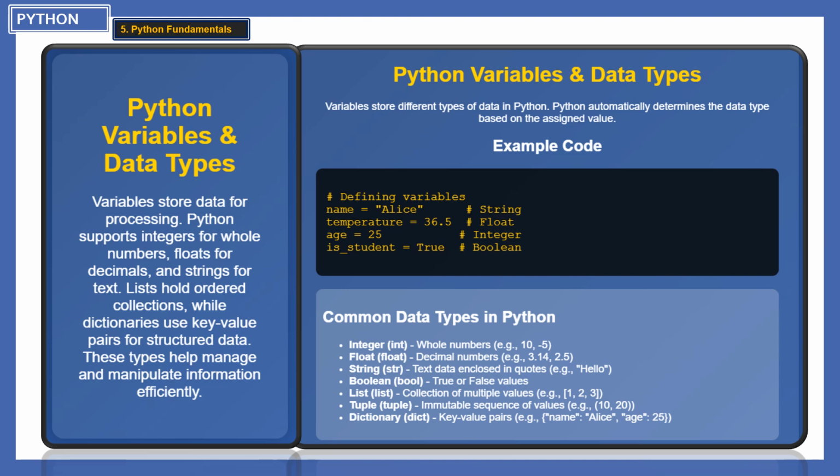Temperature is assigned 36.5, a float, representing decimal numbers. Age is given the value 25, which is an integer, used for whole numbers. Finally, is_student is set to True, a boolean that represents a true or false value. Python makes working with variables super simple. You just assign a value, and Python takes care of the rest. Want to try it yourself? Open a Python editor and experiment with different values. Happy coding!